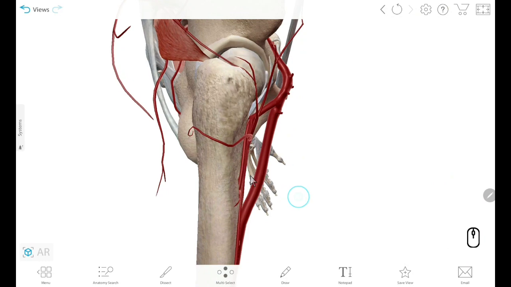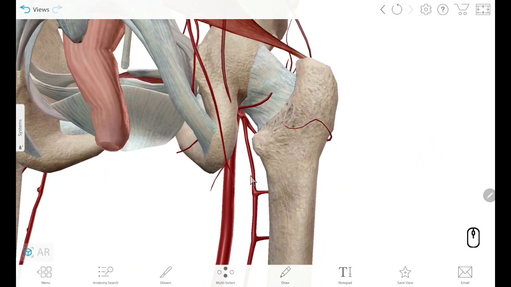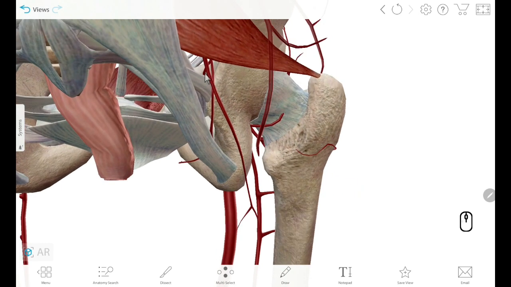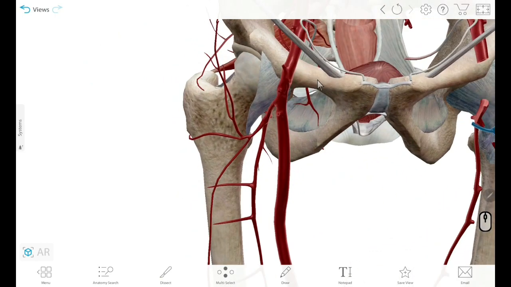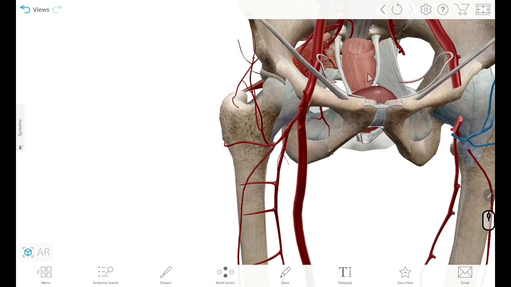Now the last artery which contributes to the cruciate anastomosis is the inferior gluteal artery lying over here. This is the inferior gluteal artery lying along the inferior border of the piriformis. So this completes our discussion on the arteries of the pelvic and the lower limb region and the anastomosis associated with the femur.